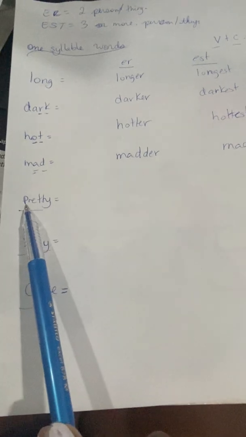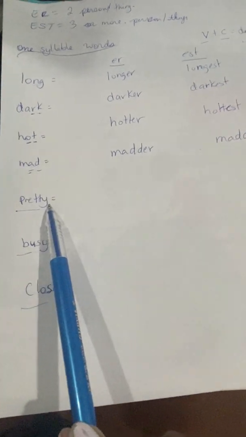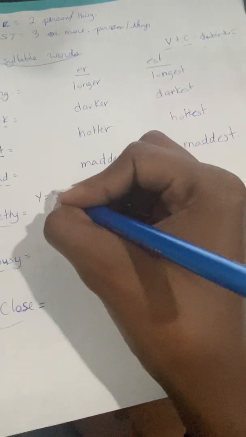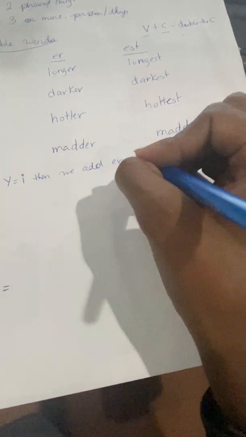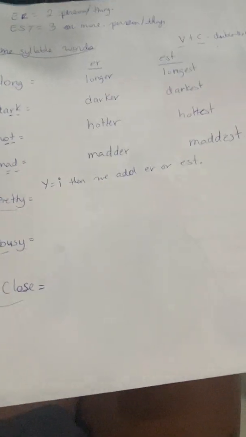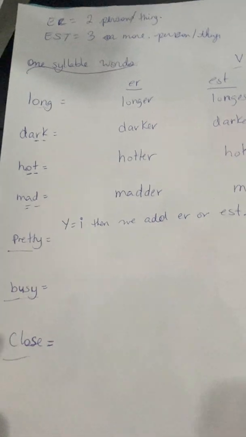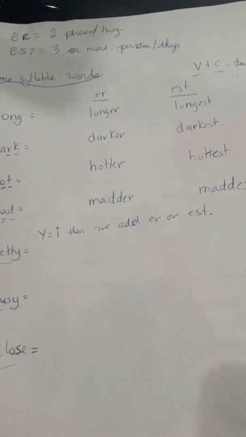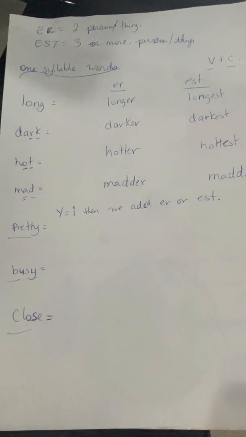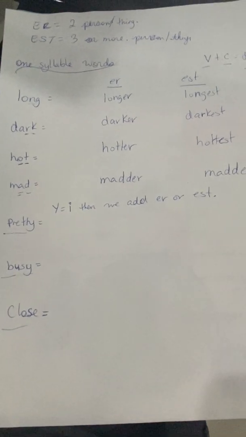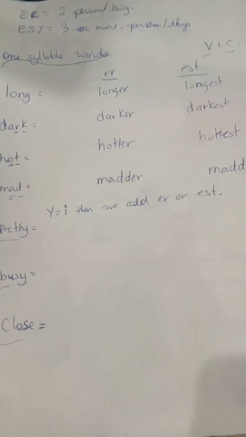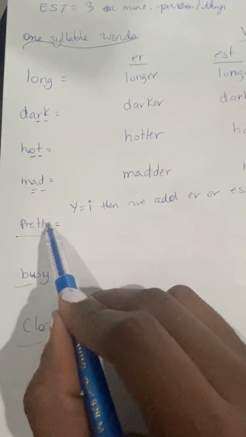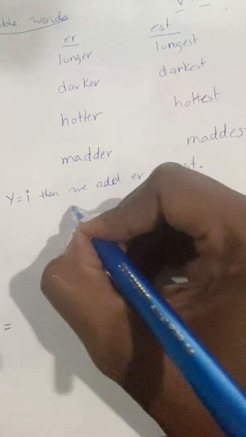Okay. So pretty ends with a Y. When it ends with a Y, we change that Y to an I, and then we add ER or EST. This should also be very familiar because we did this when we were using other parts of speech. So this should be pretty familiar as well, but let's go ahead and do it together.